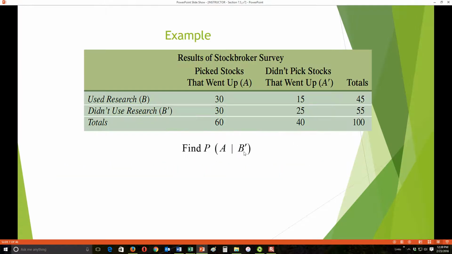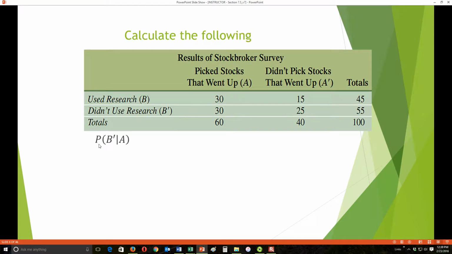Let's look at some examples. Find the probability of A given B complement. Our formula is the probability of N, the number of A intersect B complement, divided by the number of B complement. Well, A is this column here, B complement is our second row, so our numerator is going to be 30. And the total in B complement, those that didn't use research, was 55. So that's 30 over 55, which is 6 over 11.